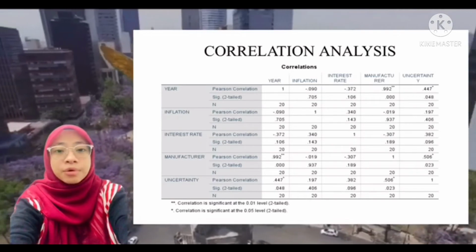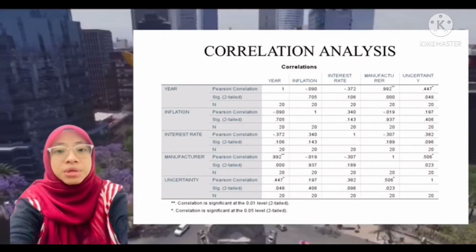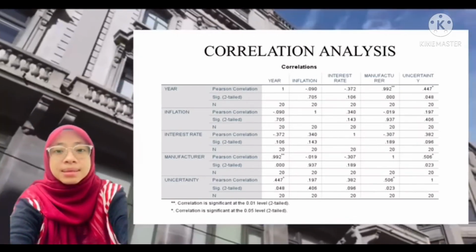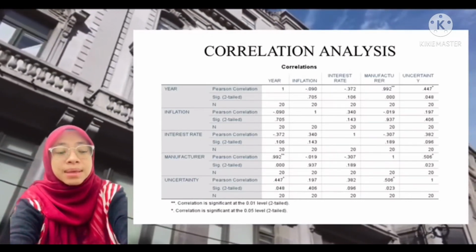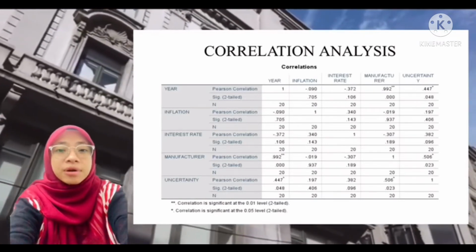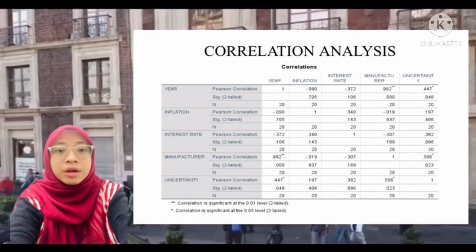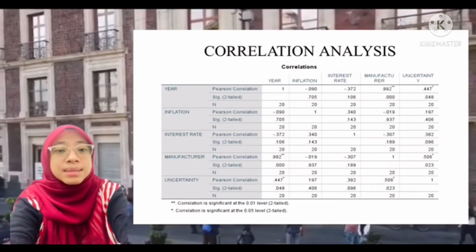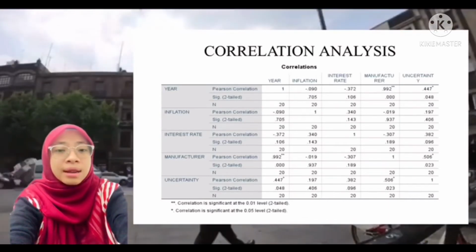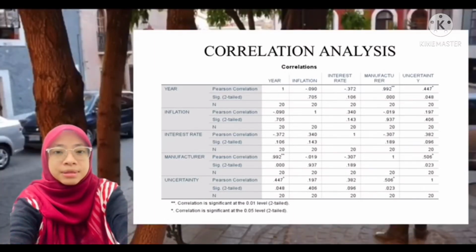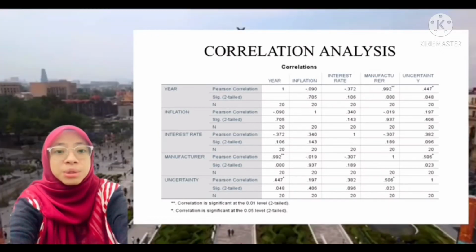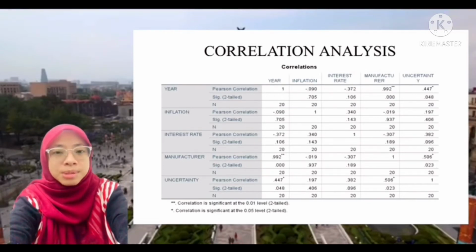Correlation is a statistic that measures the degree to which two securities move in relation to each other. A perfect positive correlation means that the correlation coefficient is exactly 1. This implies that as one security moves either up or down, the other security moves in the same direction. A perfect negative correlation means that the two assets move in opposite directions, while a zero correlation implies no linear relationship at all. Now, let me explain the correlation analysis table. For inflation, the correlation is a negative relationship with interest rate, while manufacturer and uncertainty are moderate positive.